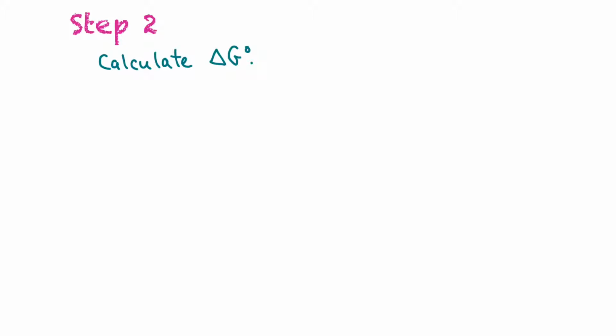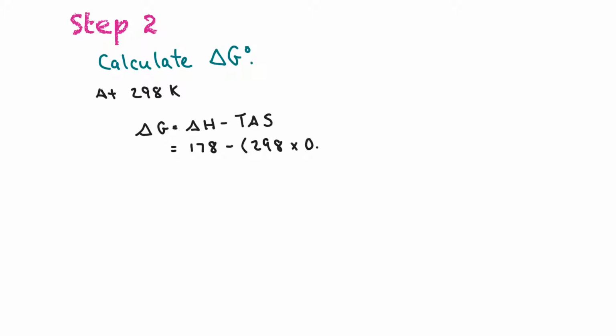We remember we were given delta H in the reaction. So at 298 Kelvin, delta G is equal to delta H minus T delta S. So that's equal to 178 kilojoules per mole minus 298 times 0.165, and that's equivalent to positive 129 kilojoules per mole.